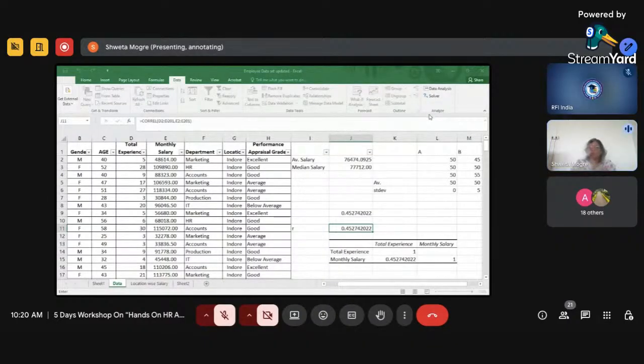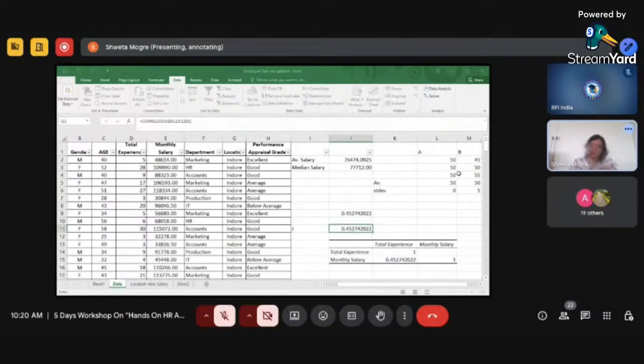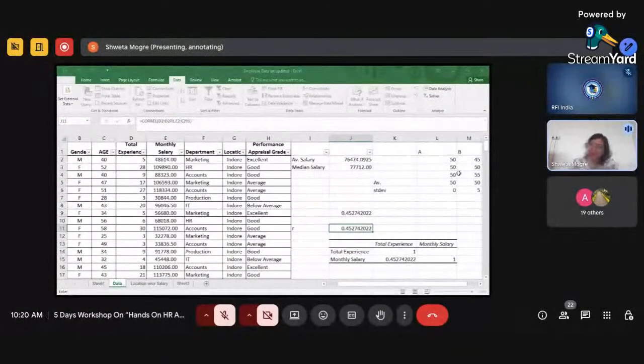Okay. Simple regression is whenever we are dealing with only two variables. Like in correlation, I calculate correlation between total experience and monthly salary. So how many variables are there? Two. One is independent, one is dependent. Experience I am considering as the independent variable, and salary I am treating as the dependent variable. So whenever I am calculating the relationship equation among two variables only, we are dealing with simple regression.